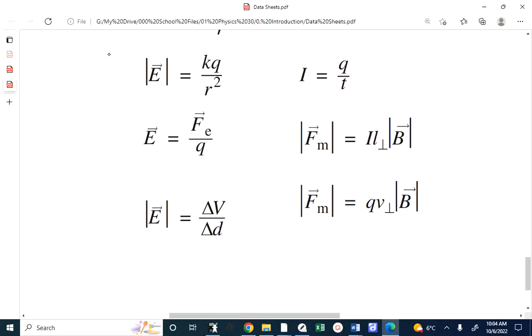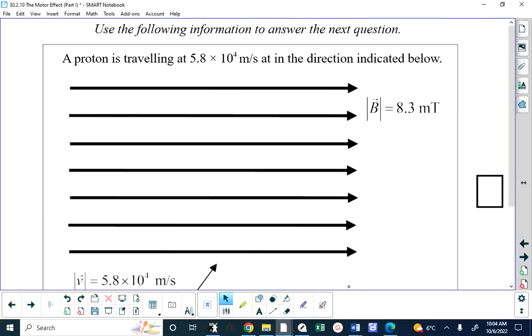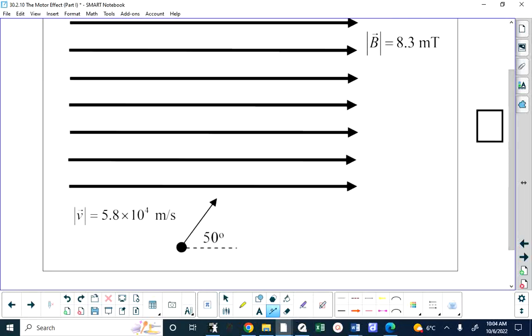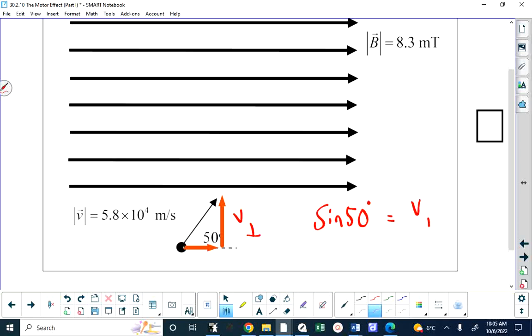What we need to do with this example, and it's not a difficult one, is you simply need to find the perpendicular component of this velocity. Since the field is to the left, this is V perpendicular. That's all you have to do, and then you can use your QVB. It's a trigonometry problem. Sine of 50 degrees equals that perpendicular component which we need over the hypotenuse, which is the 5.8 times 10 to the 4.